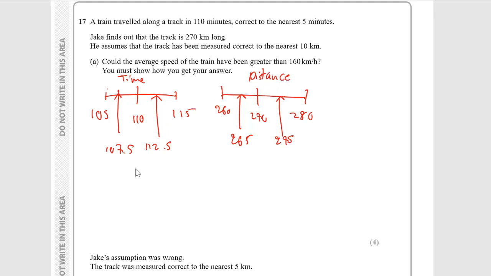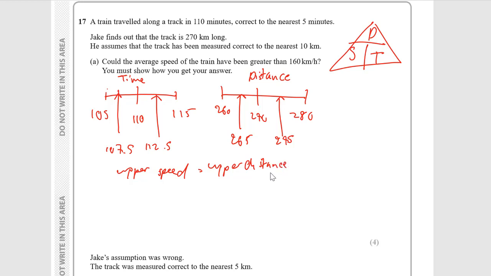And so the upper speed, so remember our triangles, it's distance, speed and time. So upper distance and the lower time, because we're trying to maximize, get the upper speed. So it's 107.5 divided by 60, remember the 60 minutes, which is 1.7916 recurring.